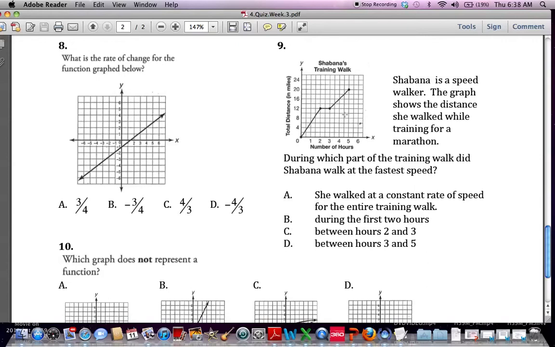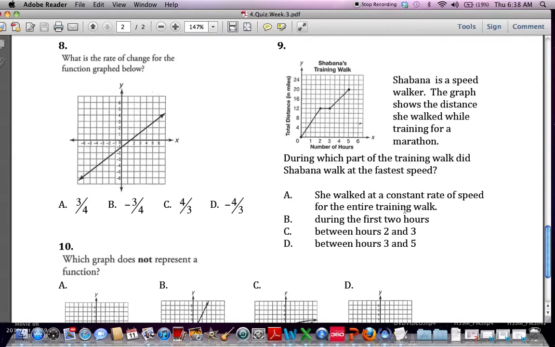Number 9 is up here. Shabana is a speed walker. The graph shows the distance she walked while training for a marathon. During which part of the training walk did Shabana walk at the fastest speed? Okay, so at which part did she walk at the fastest speed?